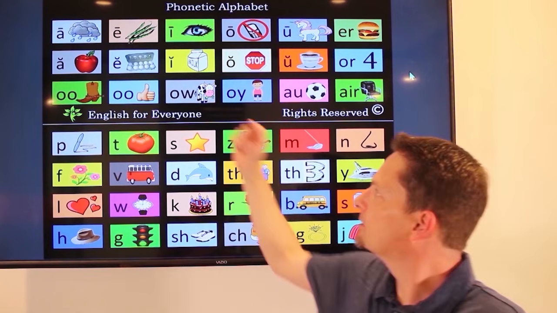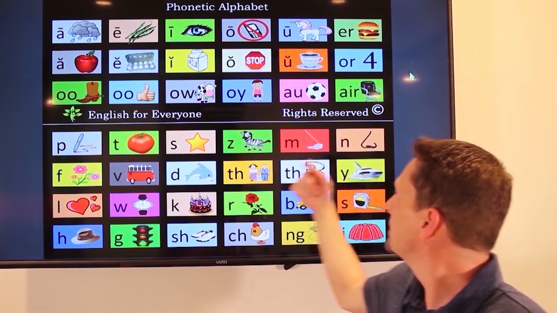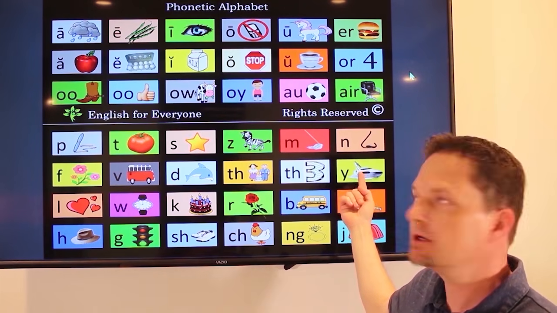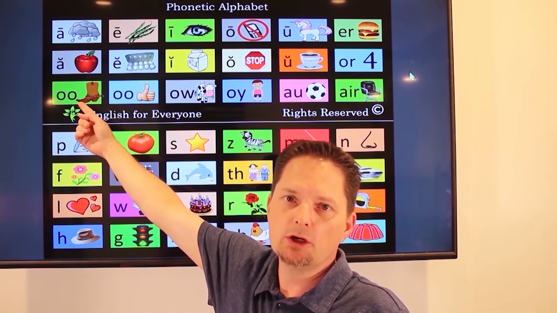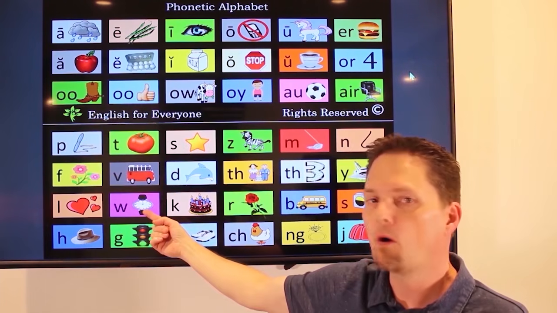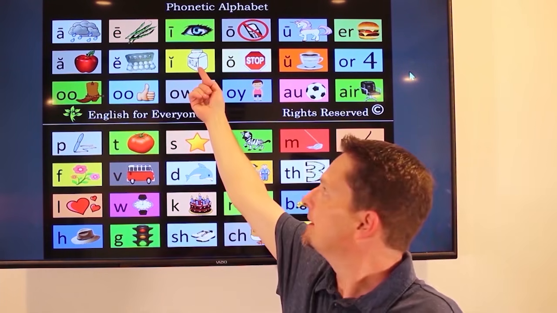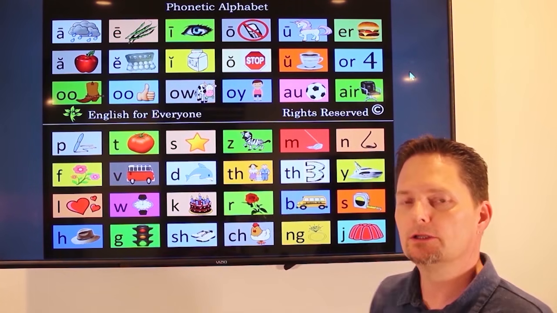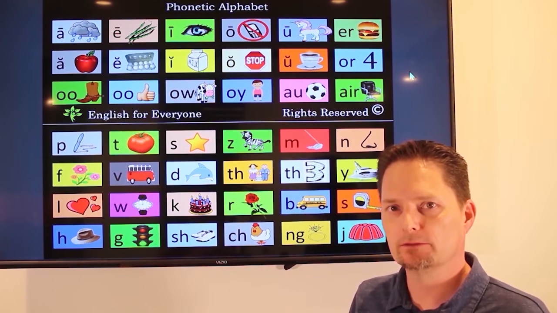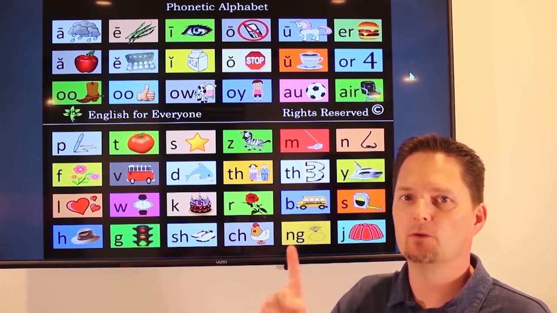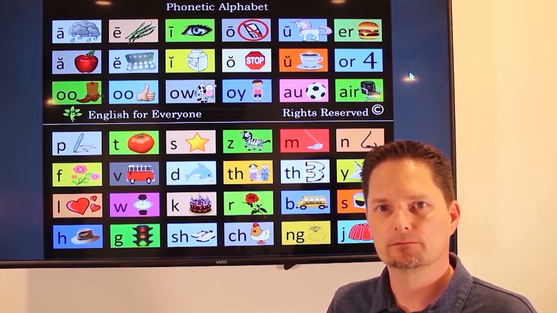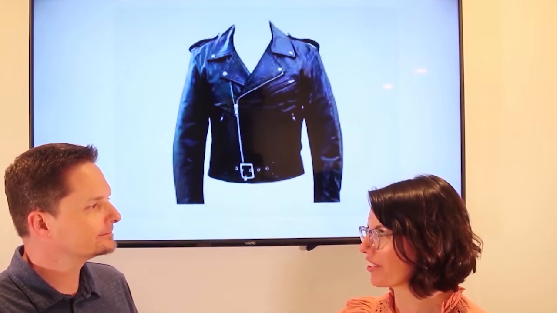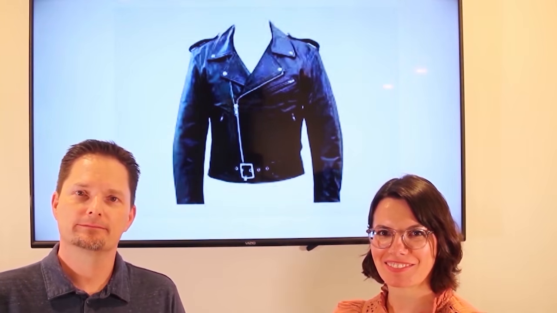J, gen, genu, genuine. Genuine. First syllable stress, genuine. Let's practice. Do you like genuine leather? Yes, I like genuine leather. Do you like genuine leather?